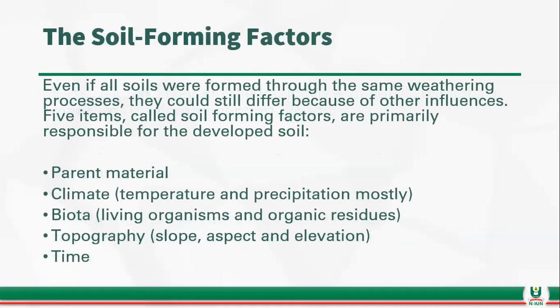What are the soil forming factors? Even if all soils were formed through the same weathering process, they could still differ because of other influences. So we have five items called soil forming factors that are primarily responsible for soil development. They include the parent materials, the climate, which is principally temperature and precipitation, biota, which includes living organisms and organic residues, topography, which has to do with slope, aspect, and elevation, and the last being time.